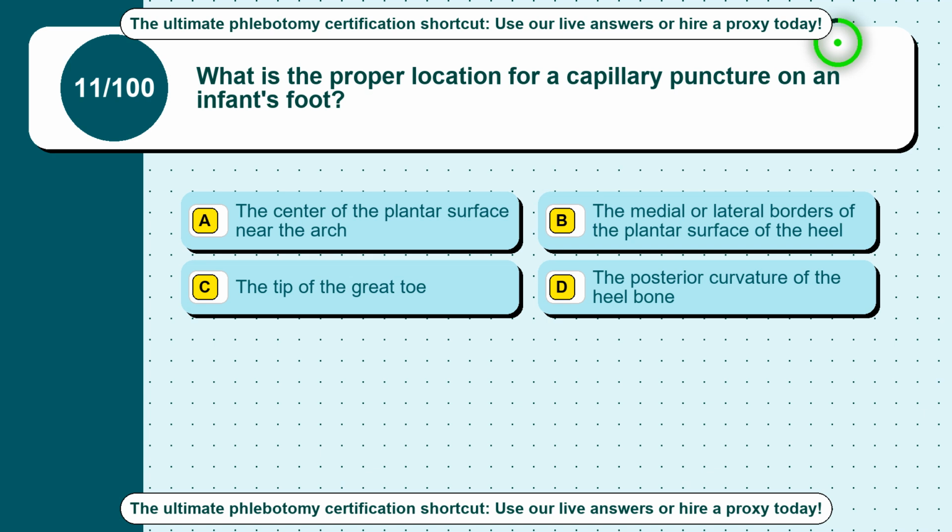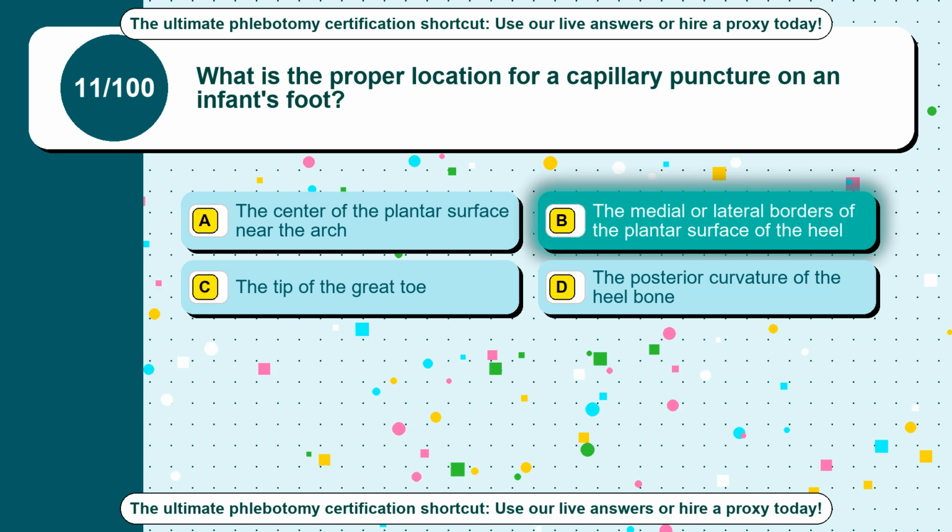Question 11. What is the proper location for a capillary puncture on an infant's foot? Option A, the center of the plantar surface near the arch. Option B, the medial or lateral borders of the plantar surface of the heel. Option C, the tip of the great toe. Option D, the posterior curvature of the heel bone. The correct answer is option B, the medial or lateral borders of the plantar surface of the heel.